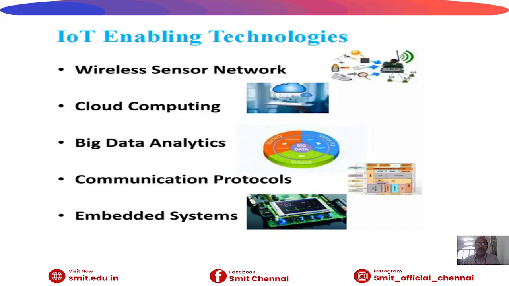There are five enabling technologies for IoT. First one is wireless sensor network. Second one is cloud computing. Third one is big data analytics. Fourth one is communication protocols. The last one is embedded systems. So these are the five different types of technologies by which we are able to make IoT deployment in any system. The first one we will see is wireless sensor network.